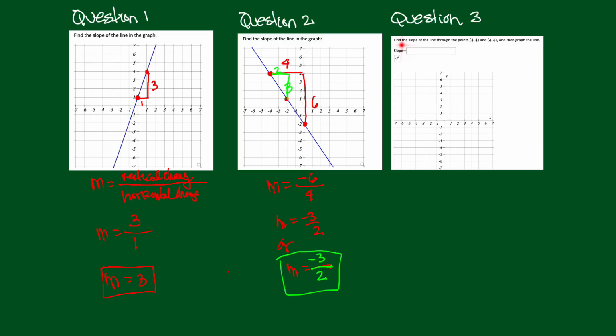Question 3 says to find the slope of the line through these 2 points, then graph that line. All right, first of all, I think I'll plot those 2 points. So the first one up is 4, 4. So start at the origin, to the right 4, up 4. That'll put us here. And then 3, 5. So start at the origin, go out 3, up 5. Now I can pass a line through these 2 points.